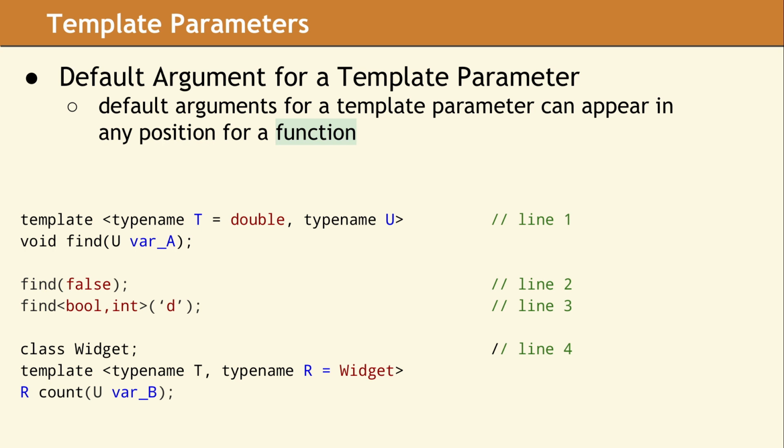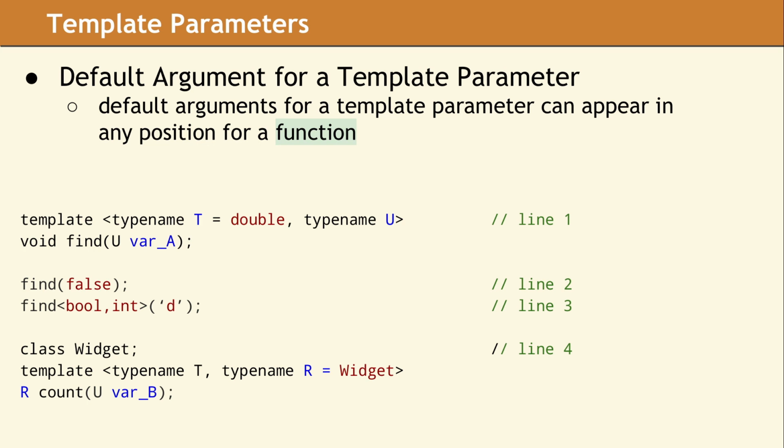Default arguments are not required to appear on the last group of parameters. Defaults can be used or omitted for any template parameter. On the second example, no template arguments are passed. So t will use the default type of double, and u will be deduced as bool based on the passed argument of false. Line 3 passes 1 argument of type char. The specified template arguments of bool and int will be used for t and u, and nothing will be deduced in this example.